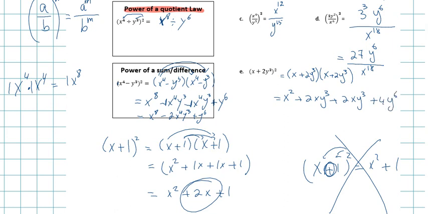Collect like terms, the two middle terms are like terms, so they're going to be x squared plus 4xy cubed. So you're adding your coefficients, plus 4y to the 6. Are we okay with that? All right.